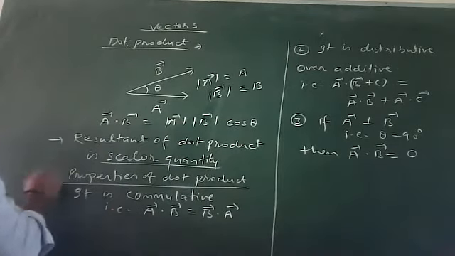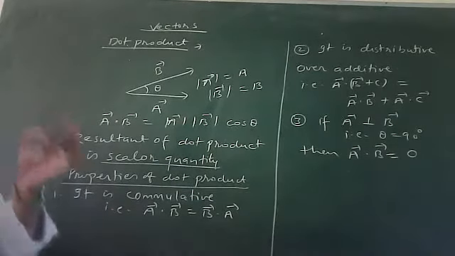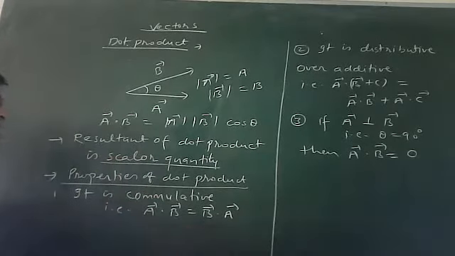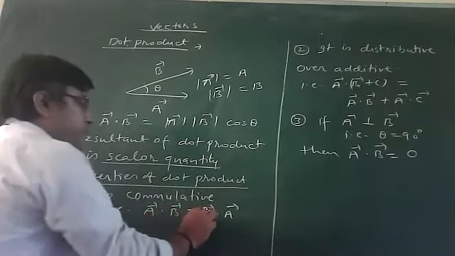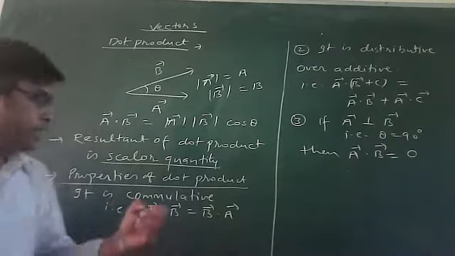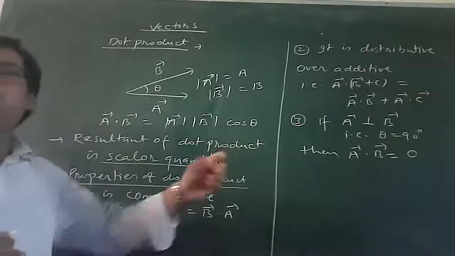Now we are going to different properties of dot product. First property, it is commutative property. That means whether I am doing A dot B or B dot A, there is no effect on my answer. My answer will remain the same.